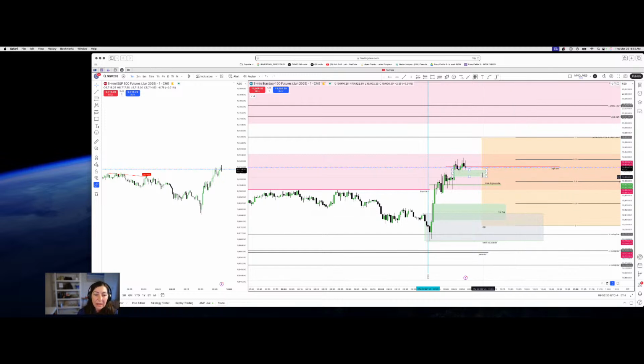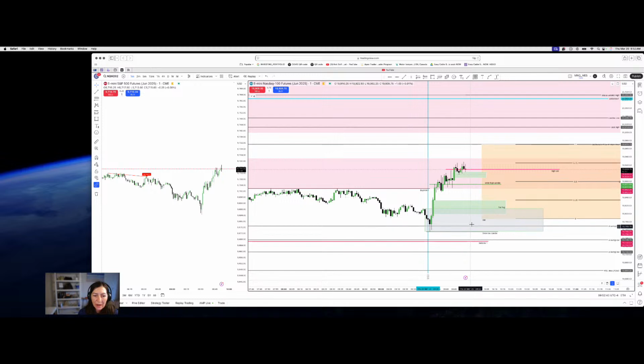If price is going to continue upwards, I want to see price come down into the 50% discount area before moving higher. But again, very lackluster in here. There's no fair value gaps other than this one. We want to see some definitive movement, some directional movement. You know, price wants to get somewhere.